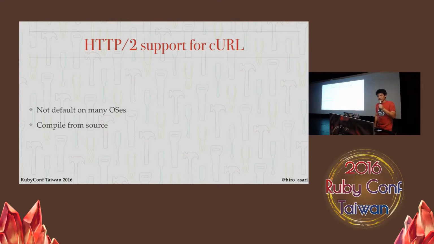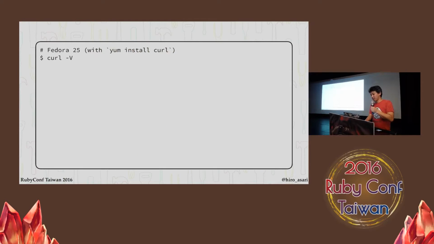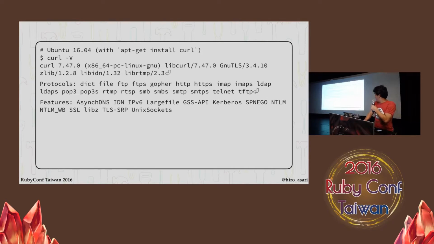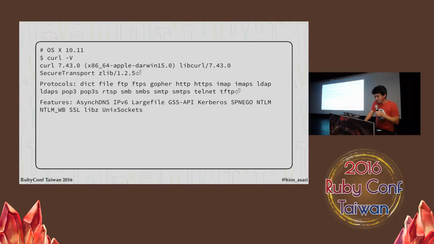And when it is not available on that OS, you have to compile from source. How do you determine whether or not H2 is supported? Turns out you can just ask it with capital V. Here I'm going to use Fedora 25 as an example. After yum install curl, you will see this output, and in the features field, you see HTTP2. I added a highlight there. So you can see that this curl was compiled with H2 support. This is not the case with Ubuntu 16.04 or OS 10.11. I don't think this is any different in 10.12, which is Sierra, right?